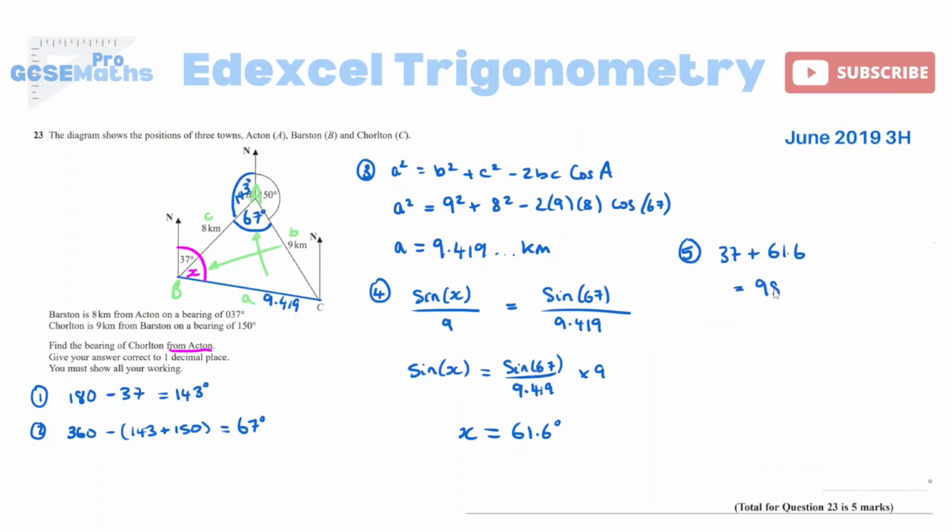Now, I don't think they're particularly fussy about this. I don't think they would mark you down if you didn't, but technically the bearings have to have the 3 digits. So if it's 98 in that case, we would put 098.6. But I don't think they will mark you down if you forget to do that. And there's your answer. So you can see we've actually used both sine and cosine rule because it was a 5-mark question. There's quite a lot to do, wasn't there?